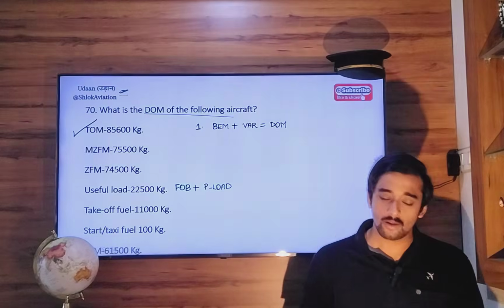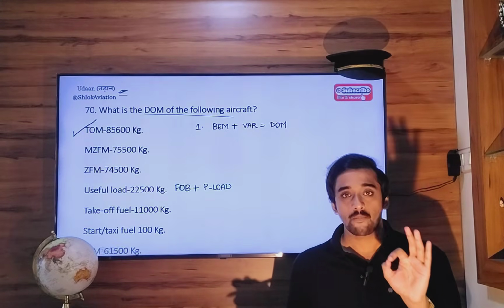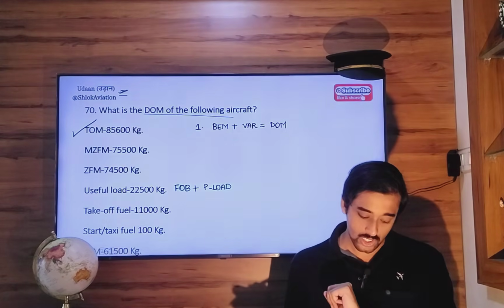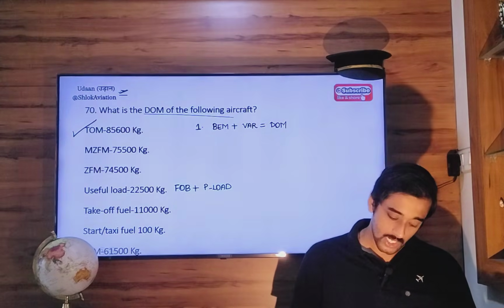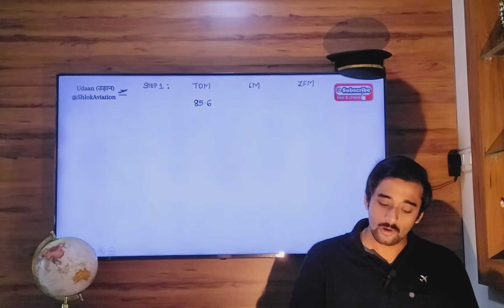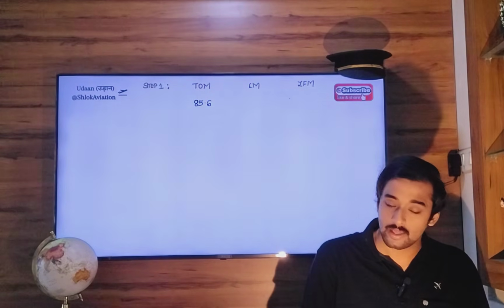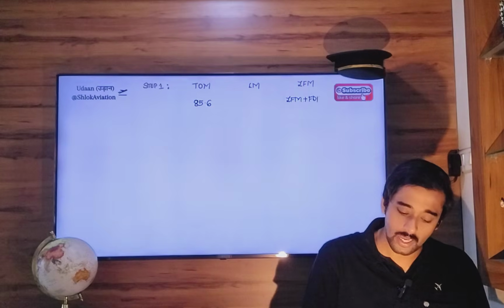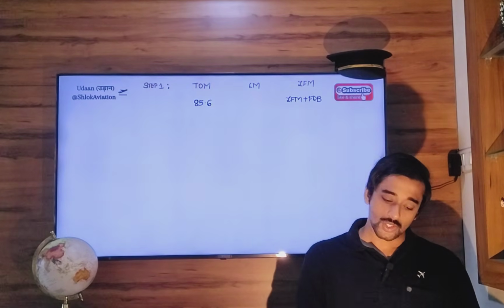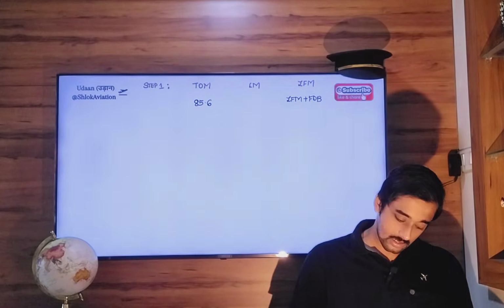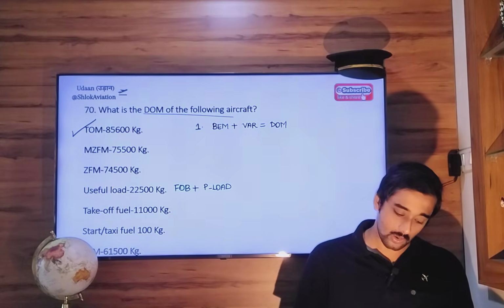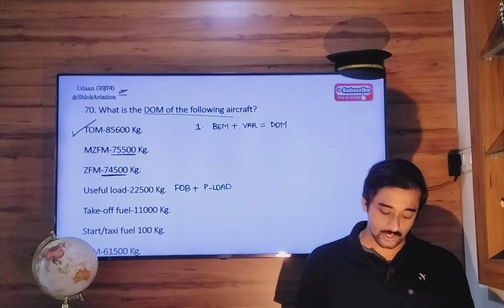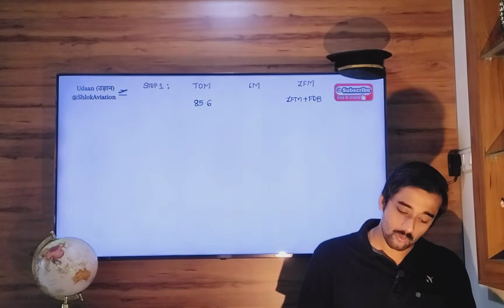Now in the landing mass column, you write the lower of performance limited landing mass and maximum structural landing mass. But in this question, landing masses are not given, so let's leave that column empty. Takeoff mass in the zero fuel column is zero fuel mass plus fuel on board or takeoff fuel, right? We have two zero fuel masses given to us, 75,500 and 74,500. So select the lower one, 74.5.